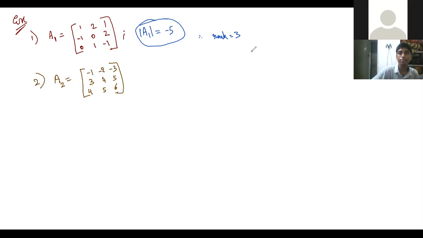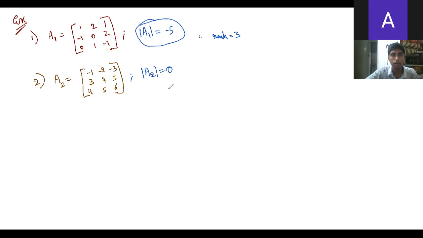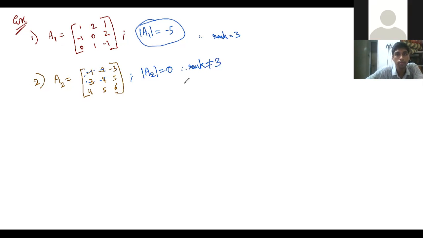What is its determinant? 0. So then its rank cannot be 3. So what is the next step? Next step is you have to check the next submatrices which are square. If the order 3 matrix is not having rank 3, that is if its determinant is 0, then you have to check 2 by 2 matrices. You can select any 2 by 2 matrix. If its determinant is not 0, that implies rank is 2.